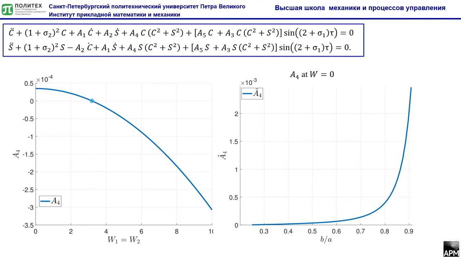The slide shows the dependence of the coefficient in front of the cubic term on the ratio of the inner and outer radii of the disk. With a decrease in the thickness of the disk, the coefficient of cubic nonlinearity becomes larger, and with an increase in the thickness of the disk it tends to zero.